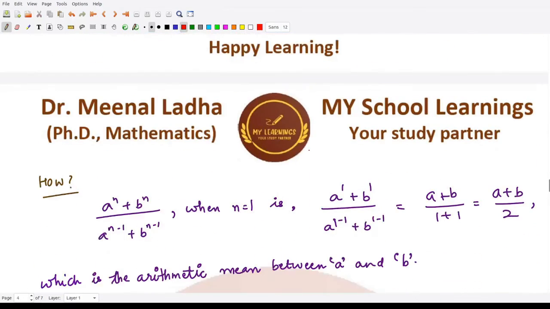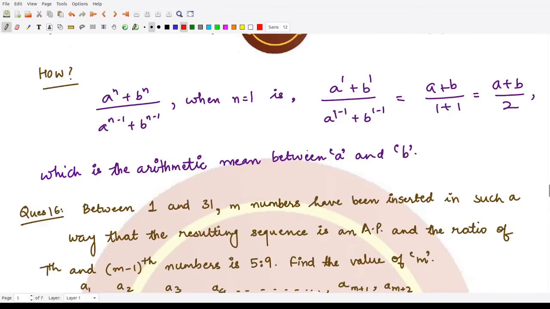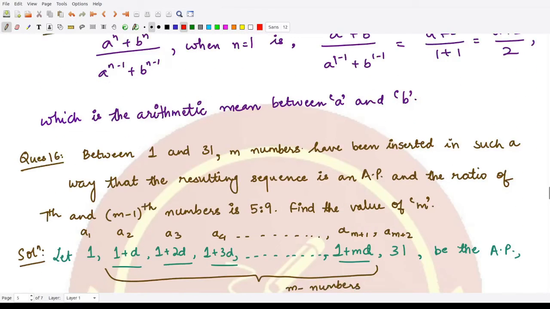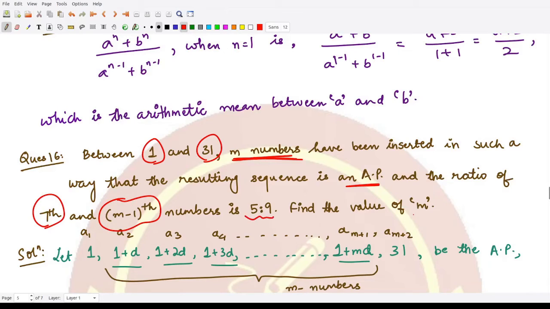So let's move on to our next question, question number 16. In question 16, they are asking that between the number 1 and the number 31, we insert m numbers. The count of these numbers is not given to us. They are saying we are inserting m numbers in between 1 and 31 in such a way that the resulting sequence forms an AP. Moreover, the ratio of the 7th number to the (m minus 1)th number is given to be 5:9. We need to find the value of m.